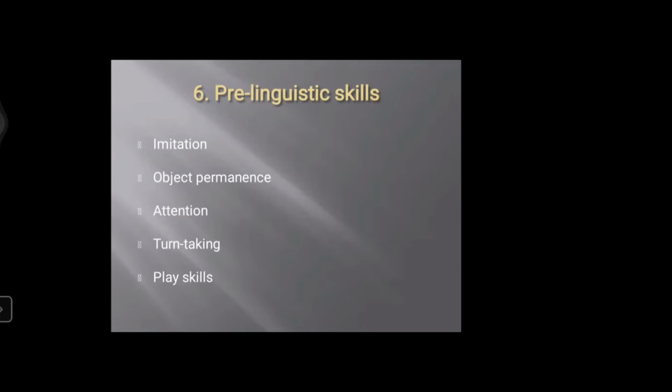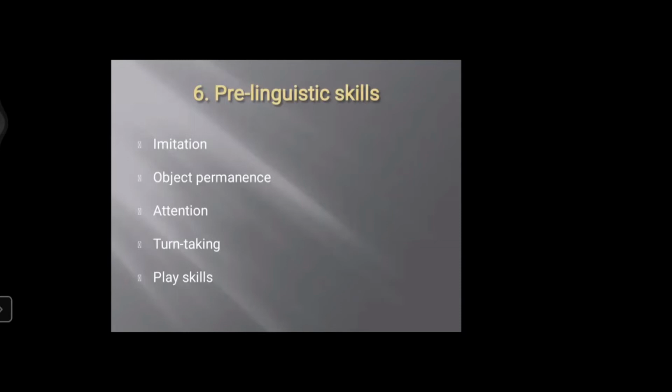So we just can't say that, or you may say that he is so hyperactive that he is not even attending to the object which has gone. But what about if I give an object of his or her interest? Then he should be going to find it out, isn't it? So pre-linguistic skills actually have a lot of cognitive component. These are also cognitive components.